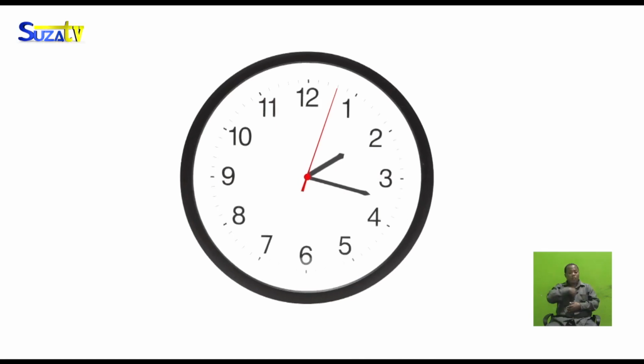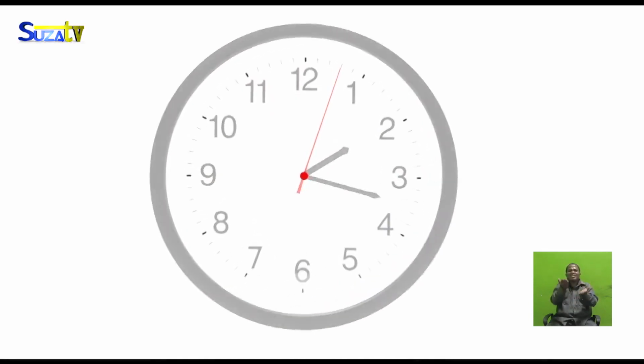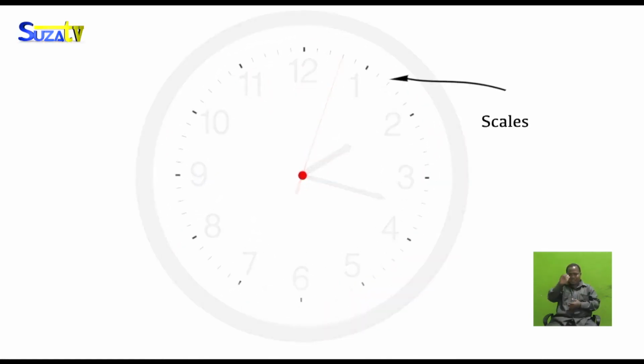Are we together? Excellent. What is another thing that can be seen? We can see scales. Very good. Praise yourself. Very good.